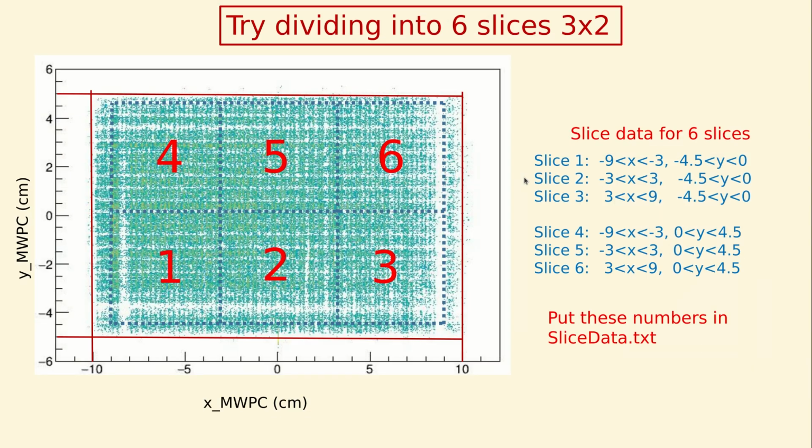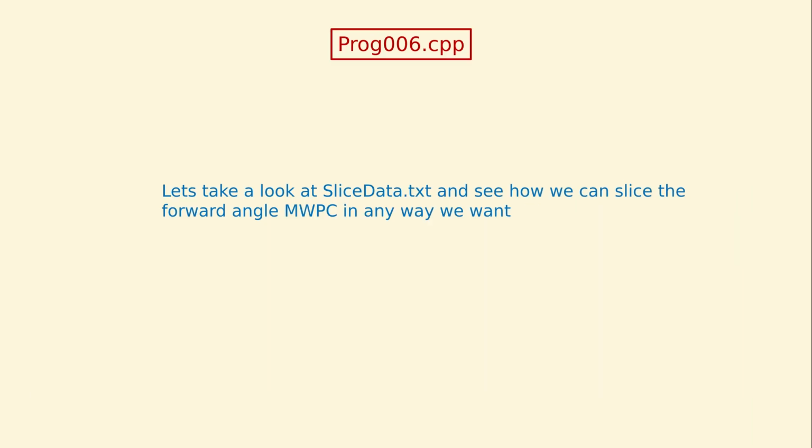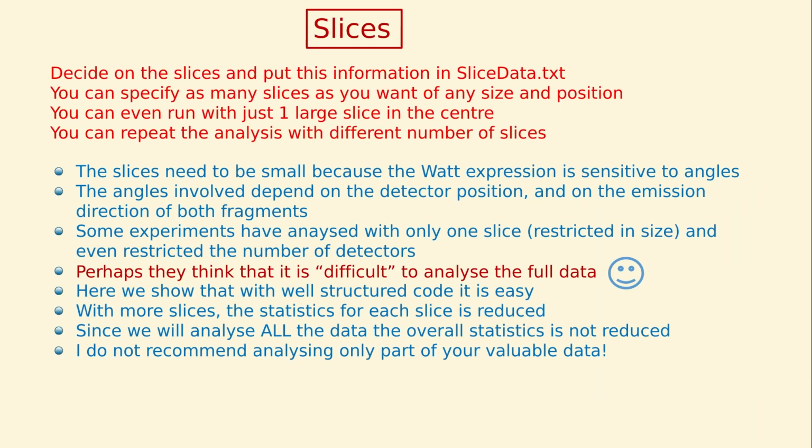And so this was the 12 slice thing, and this we have done. I need to make a small comment about the slices. More about this will come in subsequent lessons. But you see, you have decided on the slices and you have put this information in slice data.txt. Because this file is separate, you can change this file and run it as you like.